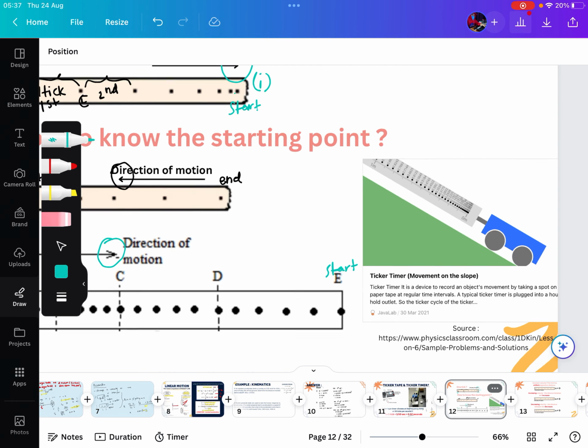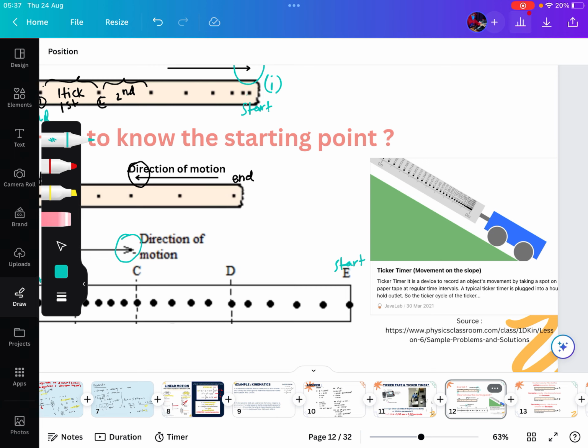Alright, so let's see this simulation. You can visit this website if you want, and let's see. So can I access this?